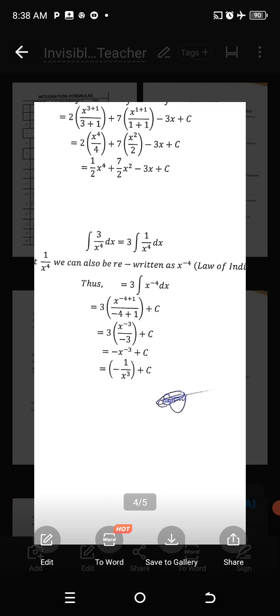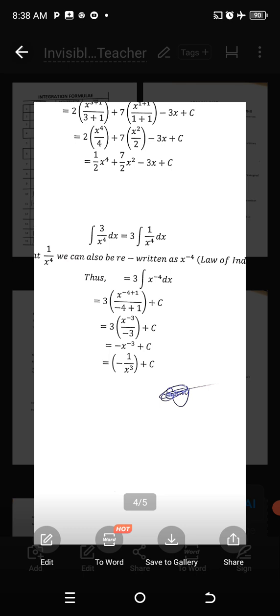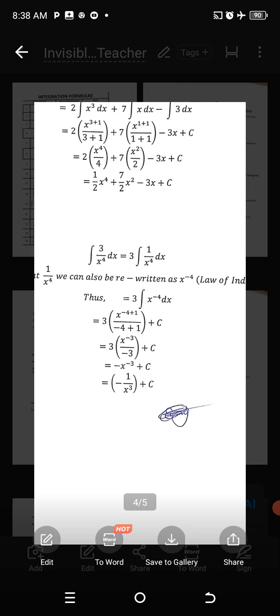That is the integrand. So which is 3 open bracket x raised to power minus 4 plus 1 all over minus 4 plus 1, plus c, which is going to give us 3 open bracket x raised to power minus 3 all over minus 3, plus c. And that is going to give us minus x raised to minus 3 plus c.